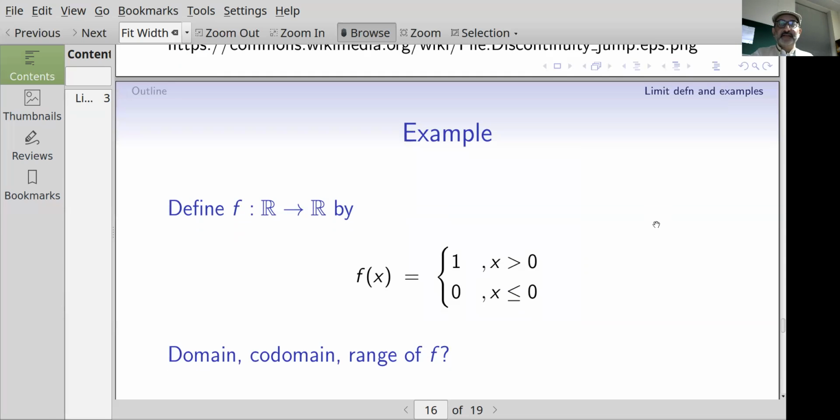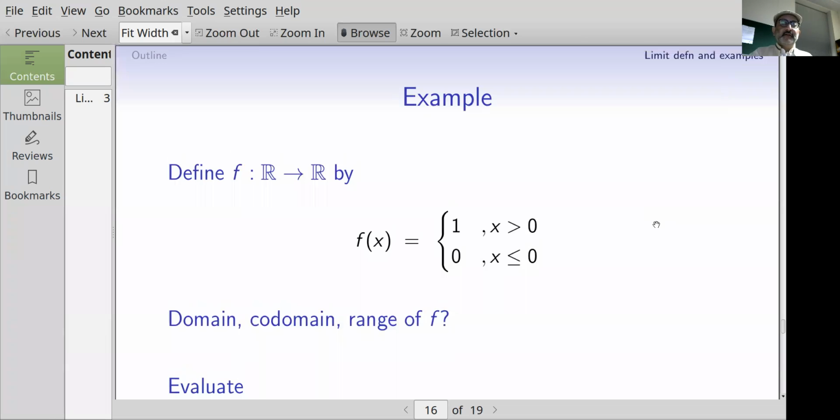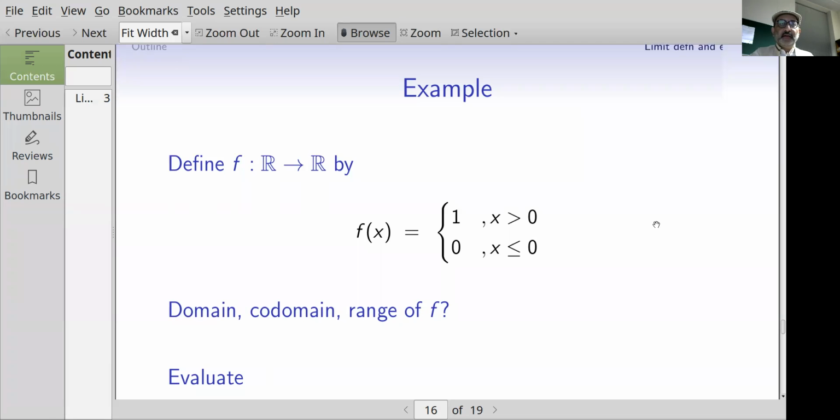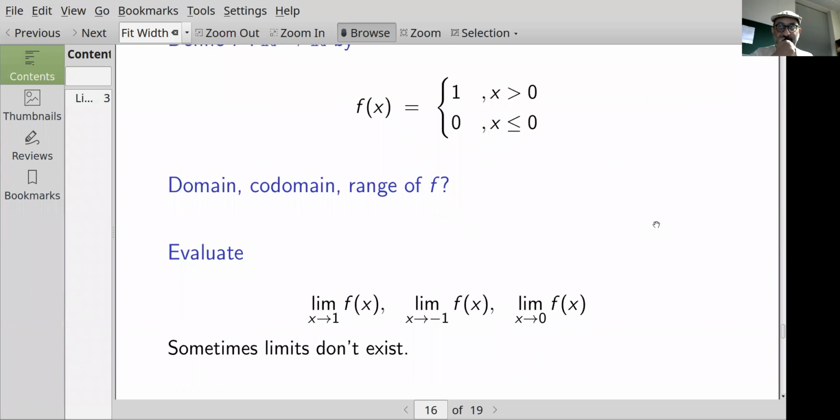Okay, let's see an example of something like that. We define f mapping reals to reals by f of x is equal to 1 for positive numbers x, and it's equal to 0 otherwise. So the domain is the reals, the codomain is the reals. The range of the function is the set consisting of the two elements, 0 and 1. Now, let's take the limit as x goes to 1 of f of x, the limit as x goes to minus 1 of f of x, and the limit as x goes to 0 of f of x.